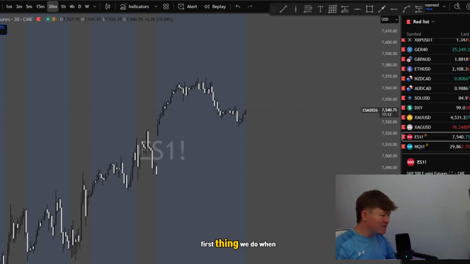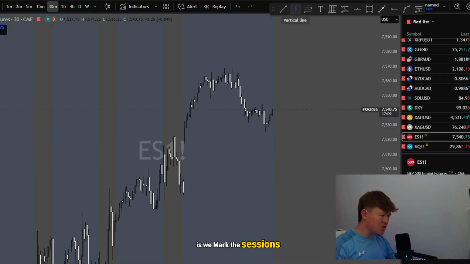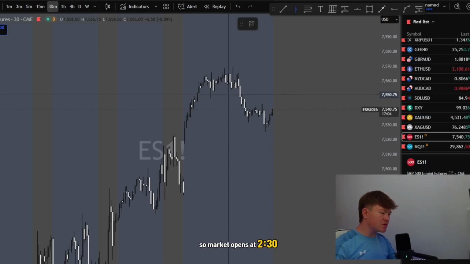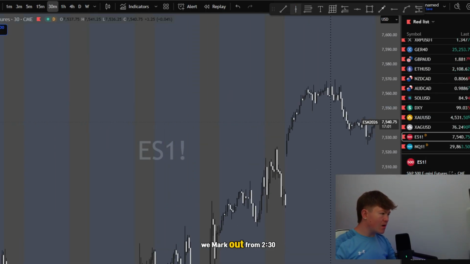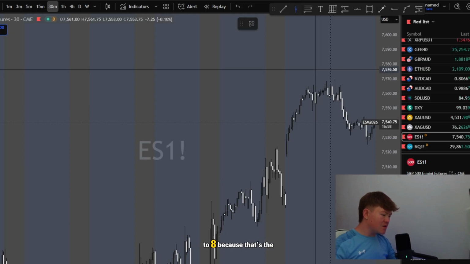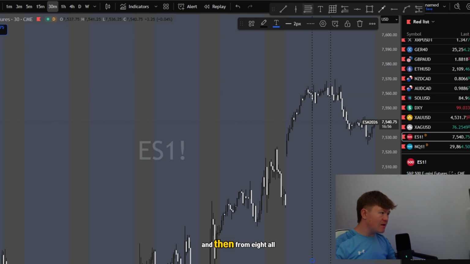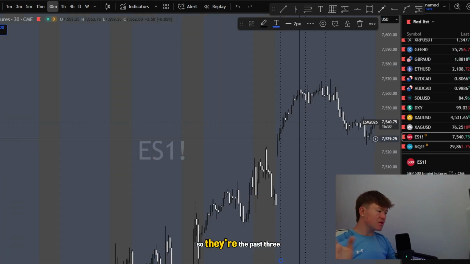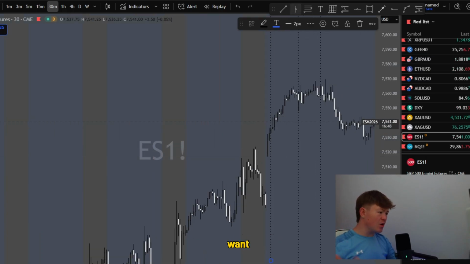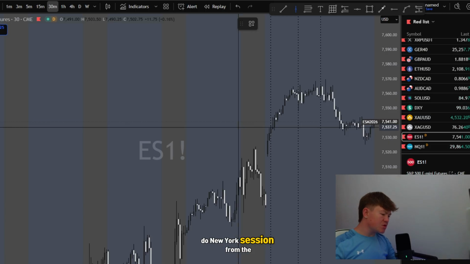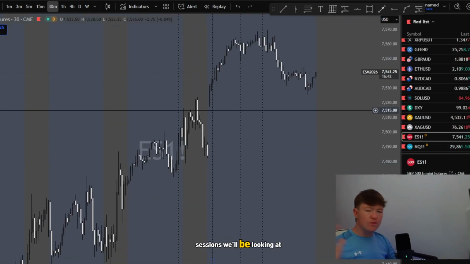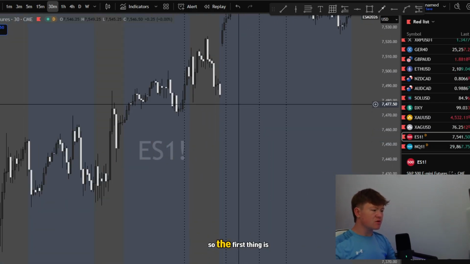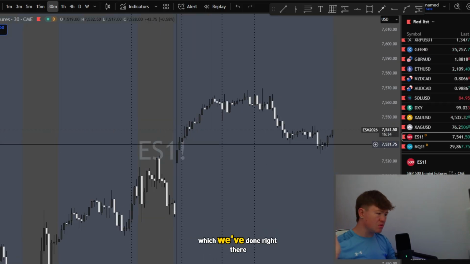First thing we do when we go into the market is we mark the sessions out. So let's say we were trading yesterday. The market opens at 2:30 here. We mark out from 2:30 to 8 because that's the London session, and then from 8 all the way to midnight because that's the Asia session. So they're the past three sessions, and obviously if you want you could also do the New York session from the previous day. They're all the main sessions we'll be looking at, and we'll be looking down here in case there's any liquidity that needs to be swept. So the first thing is marking out your session times, which we've done right there.